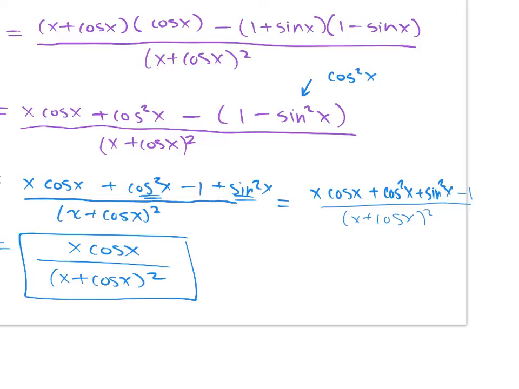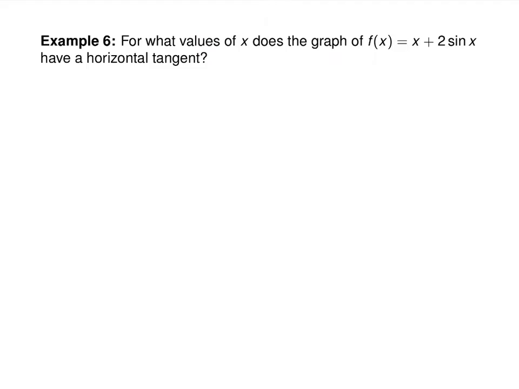Okay, how about the next one? For what values is the tangent horizontal? So you had a question like this in your quiz, except it didn't involve a trig function, it involved a polynomial. So if the tangent's horizontal, what are you looking for? Zero slope, where the derivative is 0. So what is the derivative of this function? One plus 2 cosine.